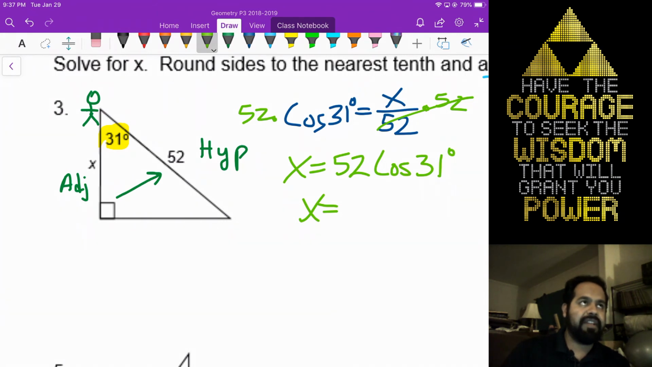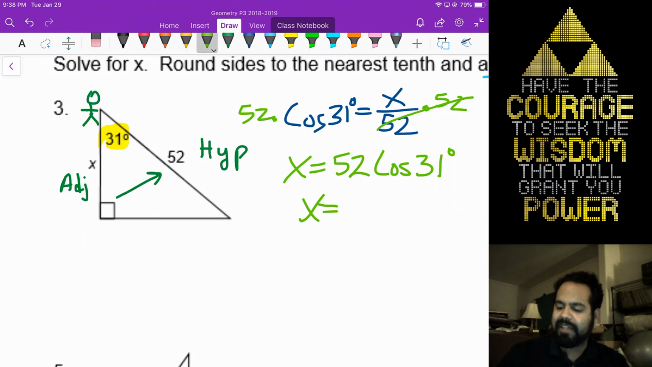Well, I know cosine of 30 is rad 3 over 2, 52, 26, 26. I think that's going to be 32 plus some change. So let's check here. 52 cosine 31 degrees. Oh, geez. I was way off. 44.